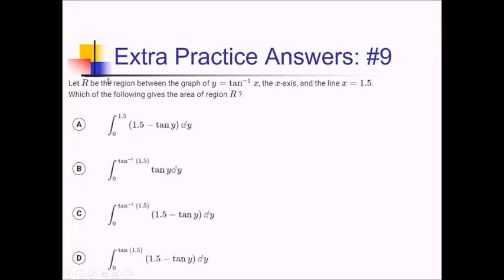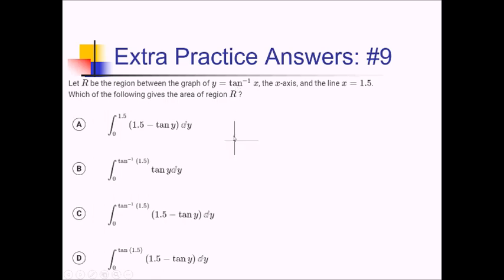For this one, let's let R be the region between the graph of tan inverse of x, the x-axis, and the line x equals 1.5. We want the area of R. This is a no calculator problem. So I'm going to try graphing this out to kind of get my bearings on this. So here's my x and y axis.